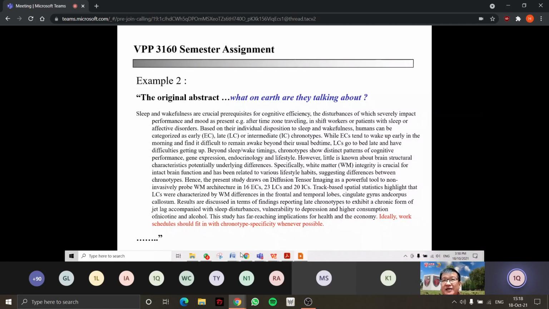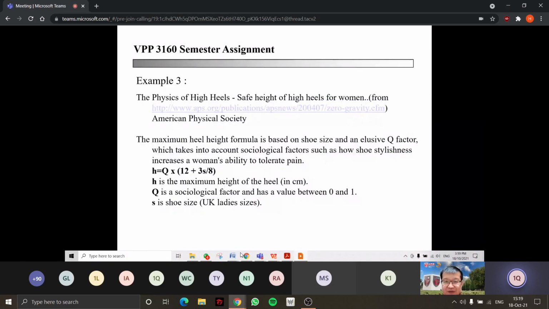So I want you to be able to see all the topics of research around you. What can be used for your semester assignment for this course, VPP 3160? It should be something that is creative, something that is useful. I'll show you some examples. Another one, physics of high heels. This one is actually from the American Physical Society. This journal is supposed to talk about physics, but somehow they managed to find what would be the safe height of high heels for women based on all these factors.